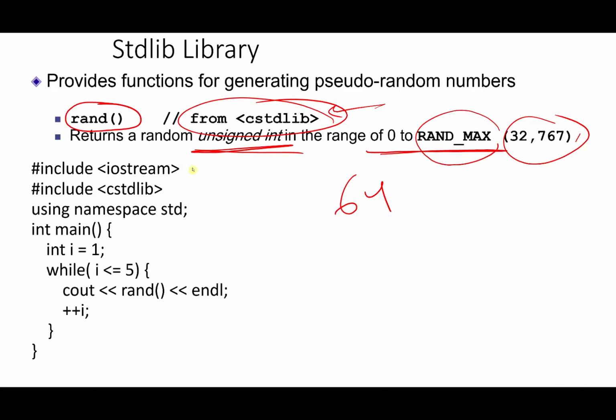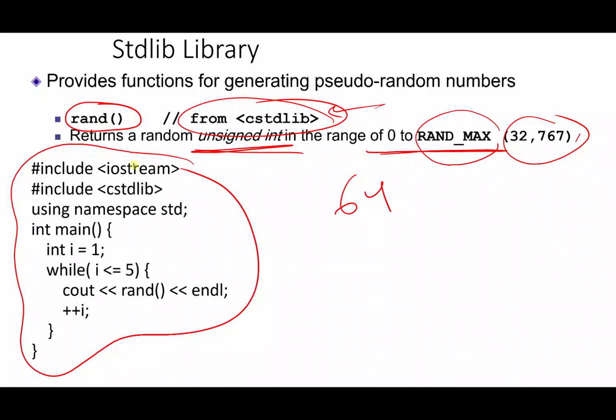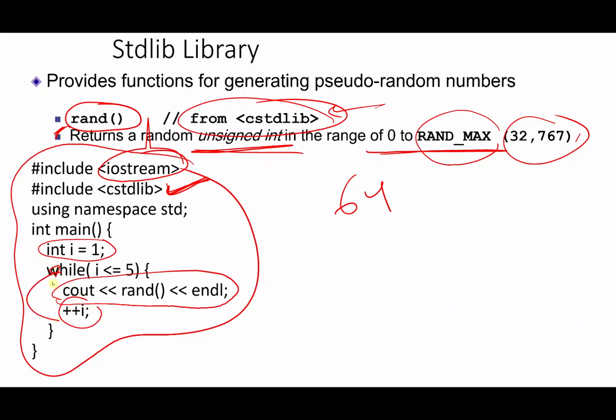So if you're going to write this program, what is this program's output? We're including this library because of the rand, and we're including iostream because we're going to use cout, right? So int i equals 0, while i is less than or equal to 5, cout a random number, print a random number. Then increment i, so we do 5 rounds, 5 iterations. So what do you think the output would be? 5 random numbers. We don't know these 5 random numbers.